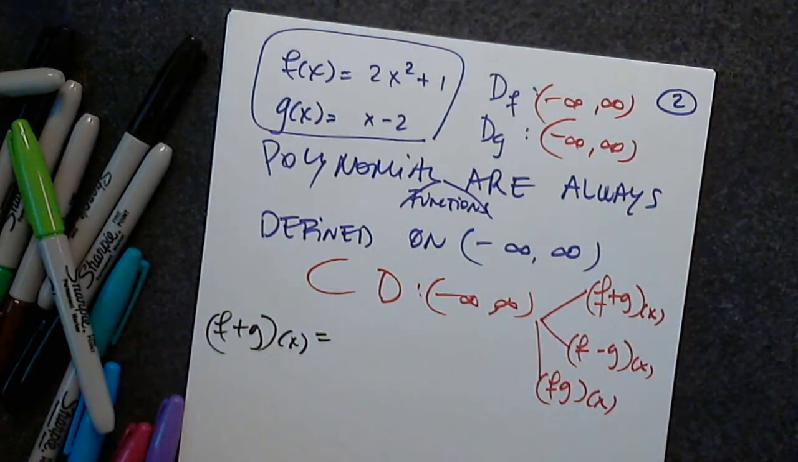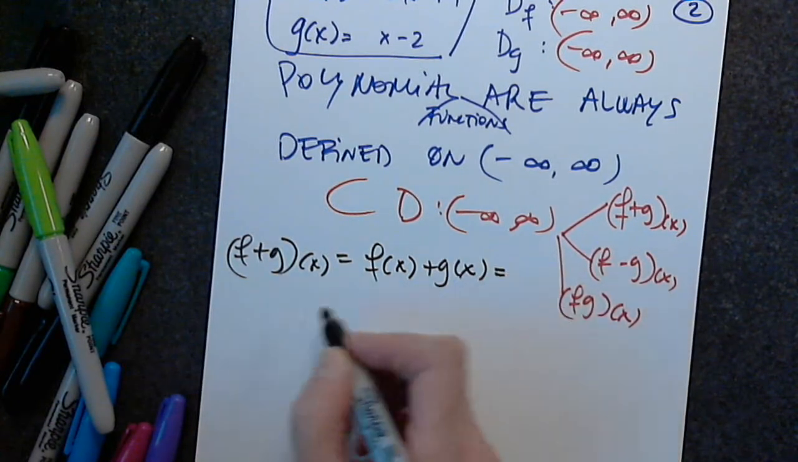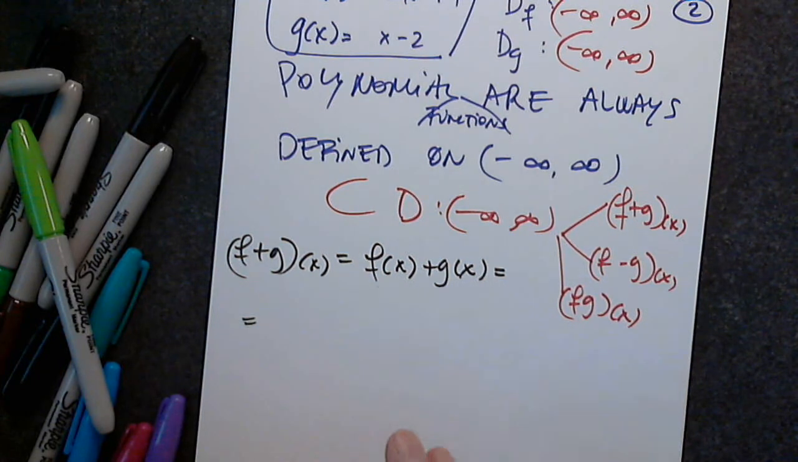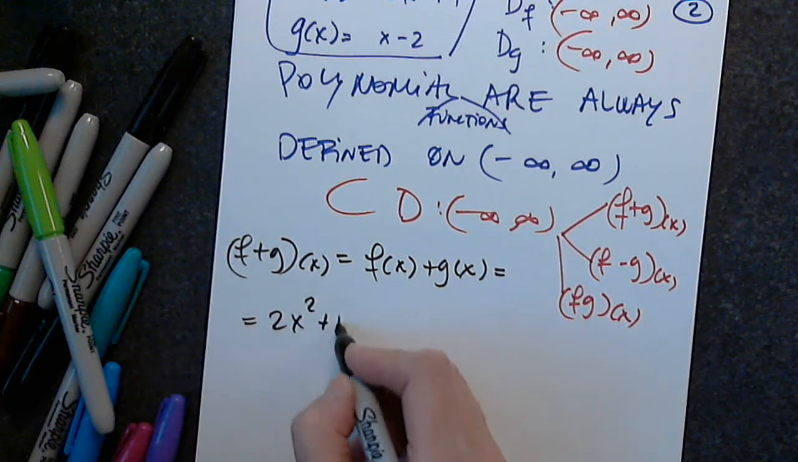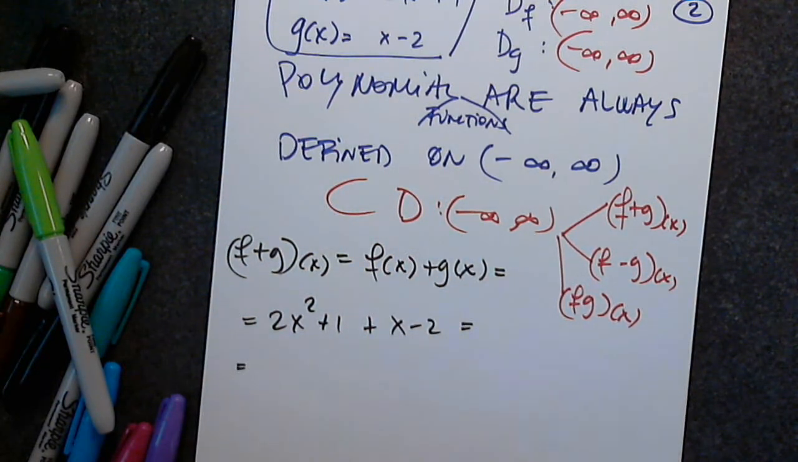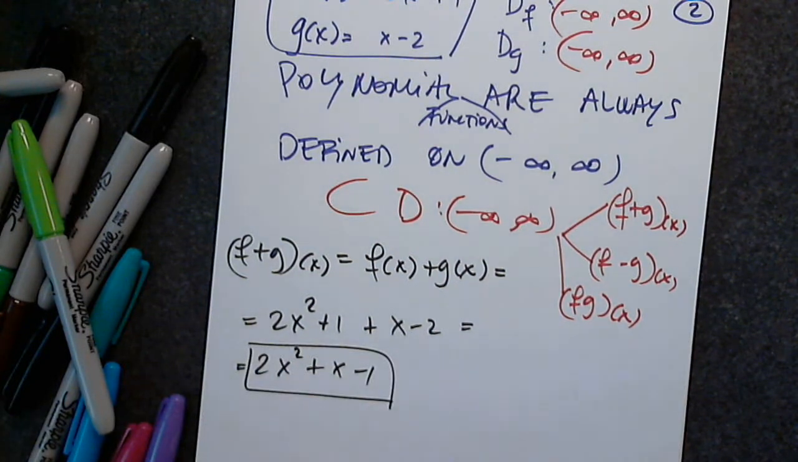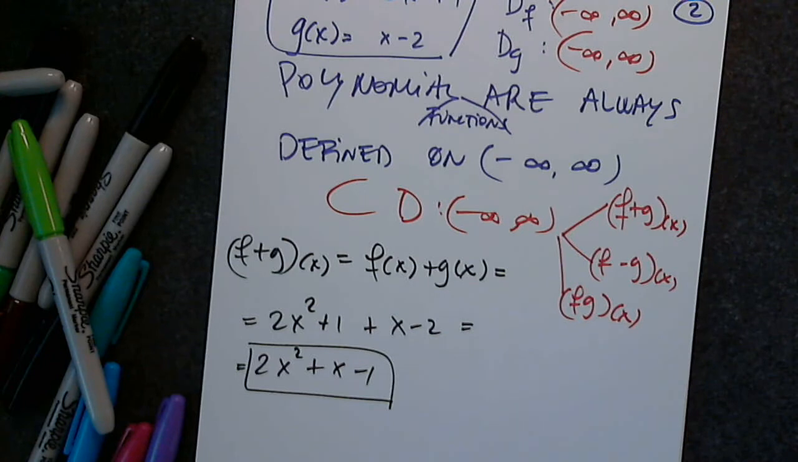First, we have to write the definition. Please write the definition as f of x plus g of x, because that's what it means. Then replace f of x by 2x squared plus 1 plus replace g of x by x minus 2 and perform the operations, presenting everything in descending order, because the result is also a polynomial. So you will write 2x squared plus x minus 1. This is a new function determined by adding the given functions.